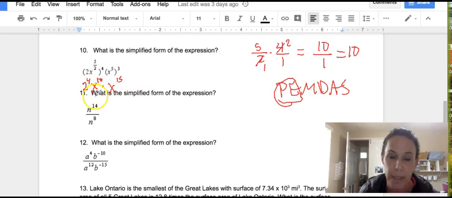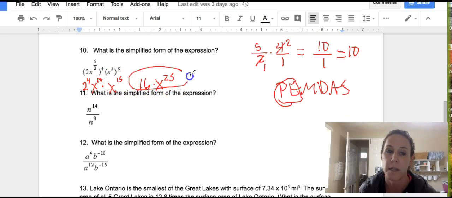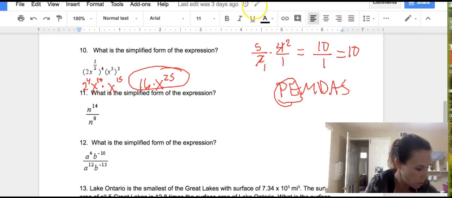So multiplying these, 2 to the 4th power, once again, I do have more exponents. This is like multiplying 2 times itself 4 times. So 2 to the 4th power is going to be 16, okay? And then multiplying here, same base, I add my exponents. This is going to be times x to the 25th. 16x to the 25th, and you're finished with that one.